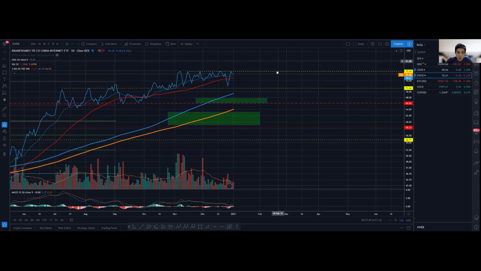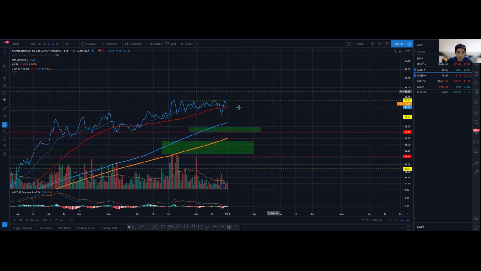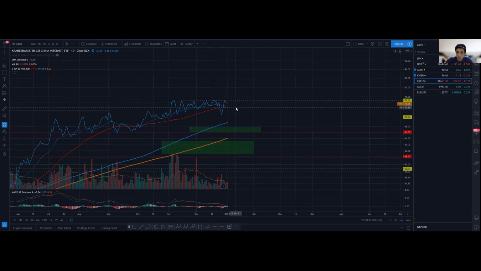However, KWEB could potentially be suppressed right now due to Alibaba and the news surrounding it. Short-term, you could see some irregularity, and we could continue to be within this range-bound region. Until it breaks out cleanly above, I will still lean towards a short-term retracement or pullback pattern. So that's in terms of the traditional financial market.